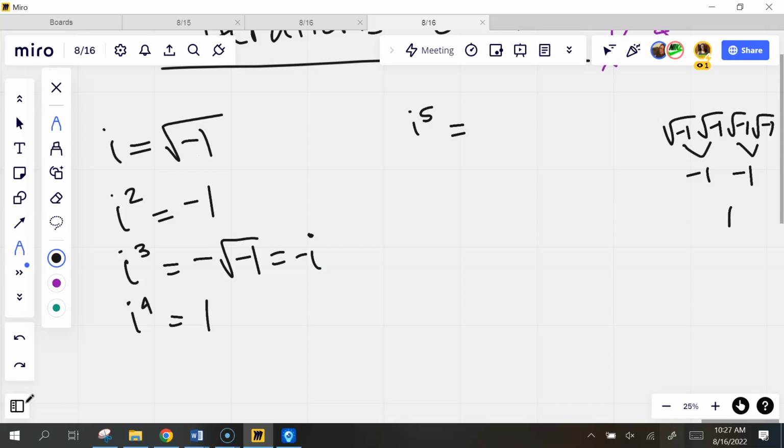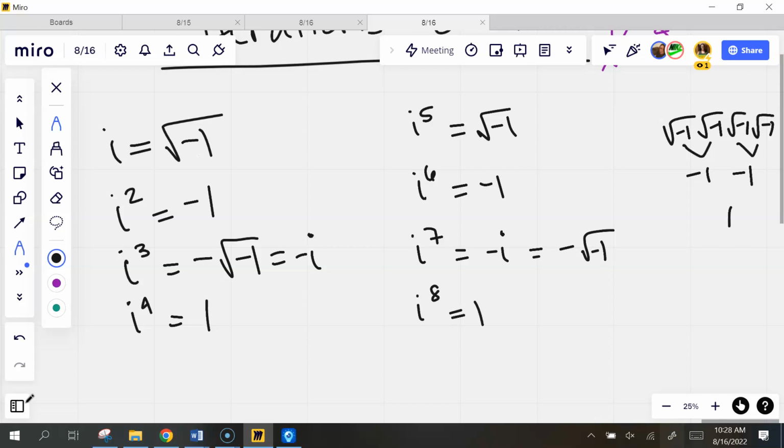Negative one. Square root of negative one, which is just the same thing that I was. What would I to the sixth be? Negative one. What about I to the seventh? Negative square root of negative one. How about I to the eighth? It's just a loop. That's exactly what I want you to see.